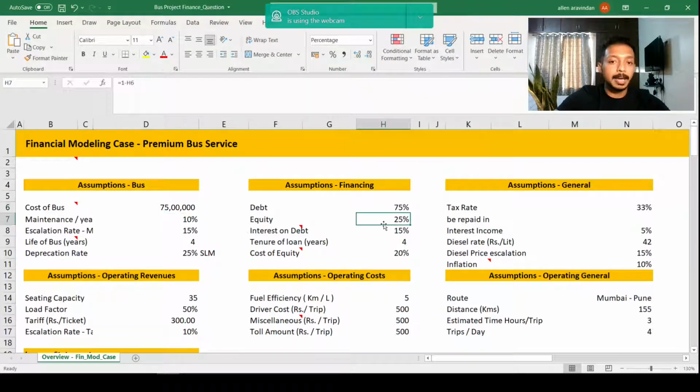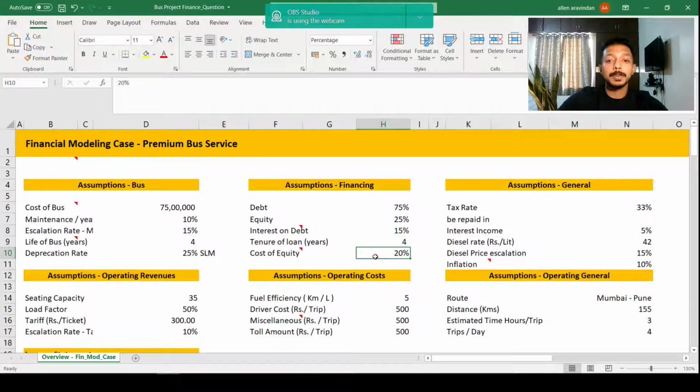All right, the equity part, which is going to be my contribution, is about 25%. Interest rate, in a place like India, I've assumed as 15%. The loan tenure I have assumed as 4 years, and the cost of equity.